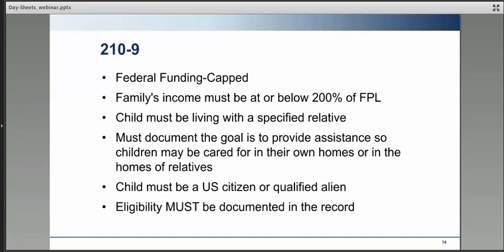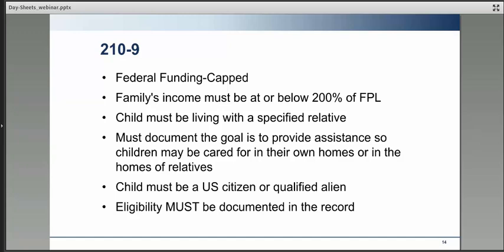The next code that we're going to discuss is 210-9, or as I mentioned earlier, MOE, maintenance of effort. This is also a federal funding. It is also capped, which means there's a specific amount that's allocated during the year, and when we finish that funding, the pot is empty. And again, like writing a check to an account that has no money in it, there'll be no return.